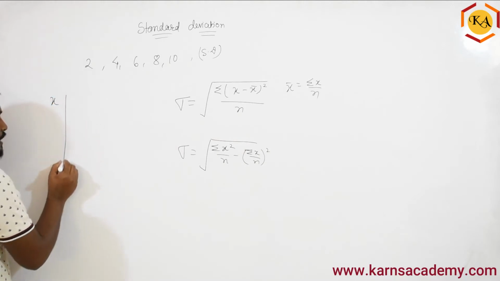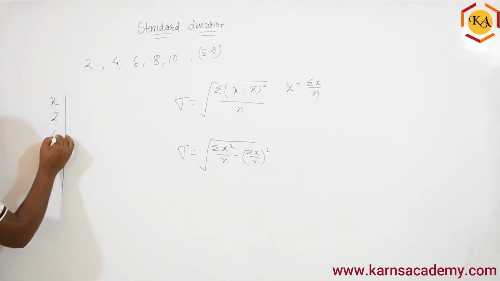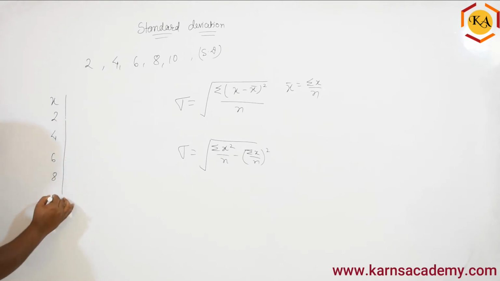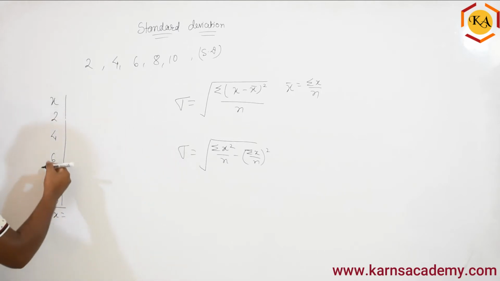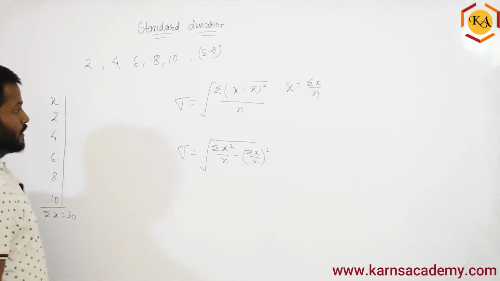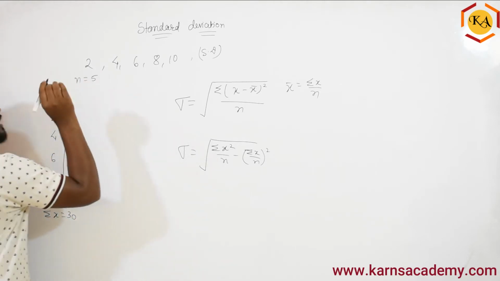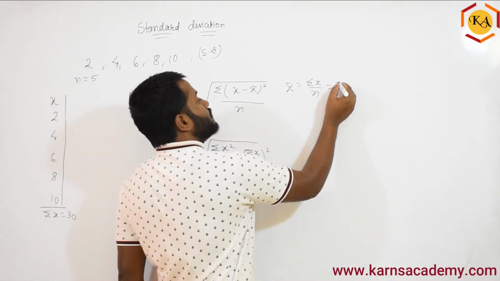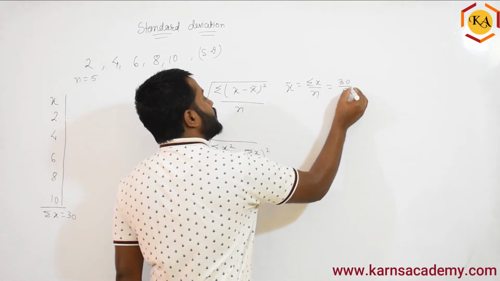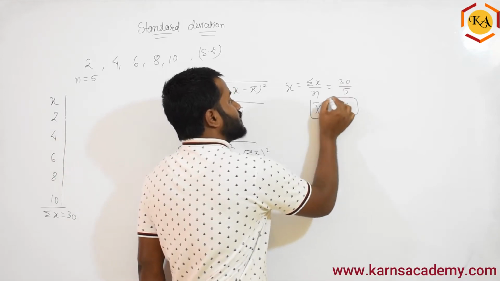Whatever values they have given, as usual, we are going to assume that as x. So 2, 4, 6, 8 and 10. If I add this, I will get summation x, which is 10, 20, 30. So that is 30. Counting 1, 2, 3, 4, 5, n is equal to 5. So let me write over here, 30 divided by 5, so basically you are getting 6. X bar is 6.